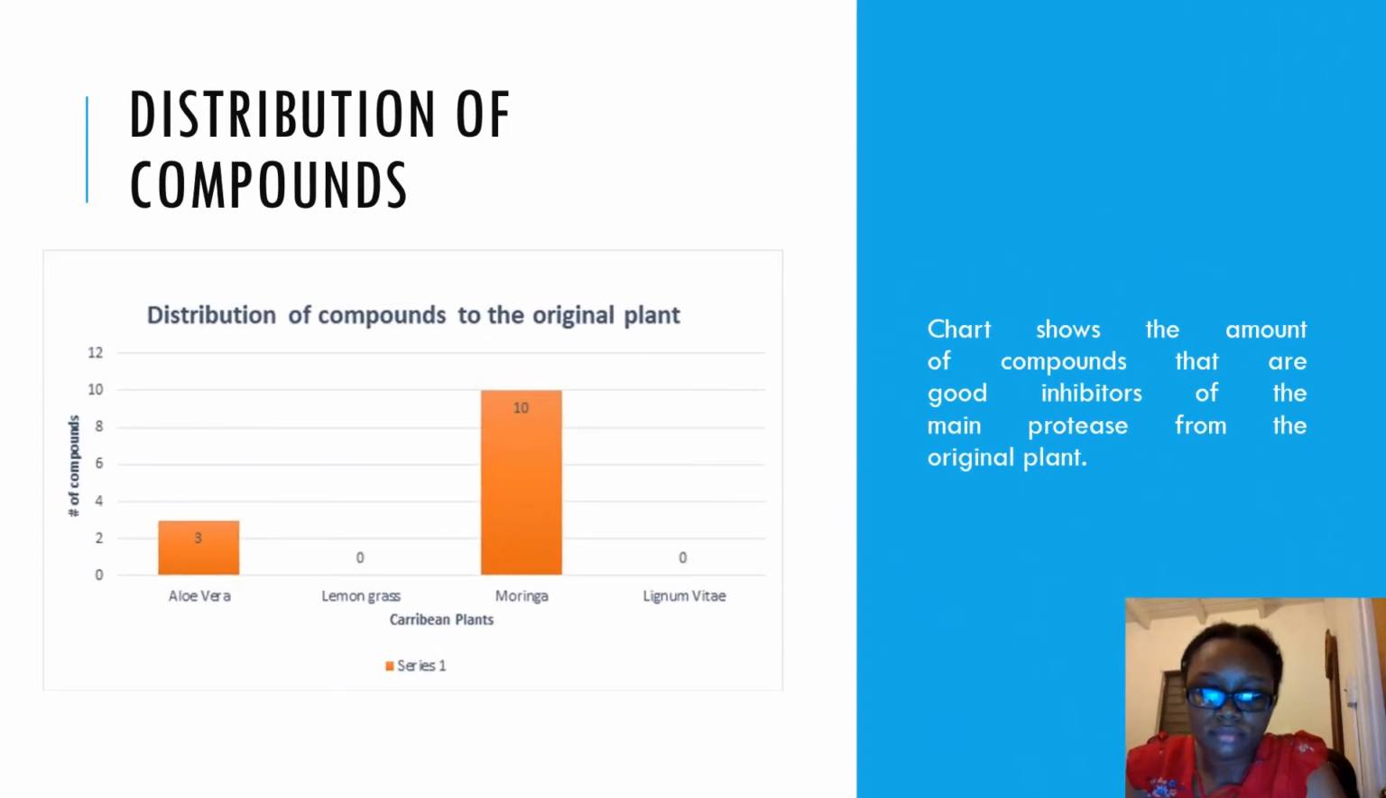And this slide just shows the distribution of the compounds to the original plants. In the x-axis, it shows the 4 plants that I used, and the y-axis shows the number of compounds from each of the plants. And aloe vera had 3 compounds that were good inhibitors of the main protease, and moringa had the remaining 10 compounds.